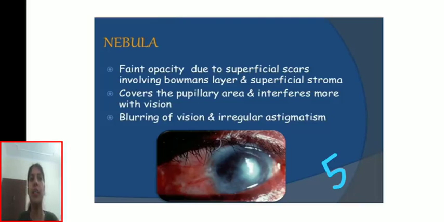Number one is the nebula. Faint opacity due to a superficial scar involving Bowman's layer and superficial stroma, covering the pupillary area and interfering with vision, causing blurring of vision and irregular astigmatism.